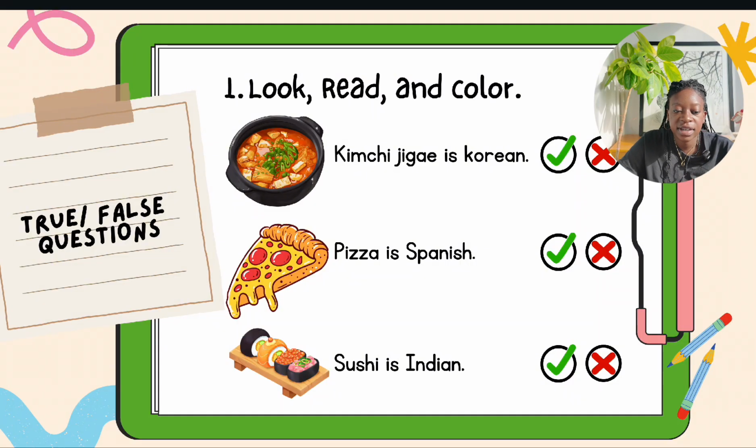Next up is true or false questions. Again, this is a popular method used by textbooks. So here, students are going to look at the picture, read the sentence, and then they're going to color whether it's true or whether it's false. So again, nice and simple, but checks their understandings.